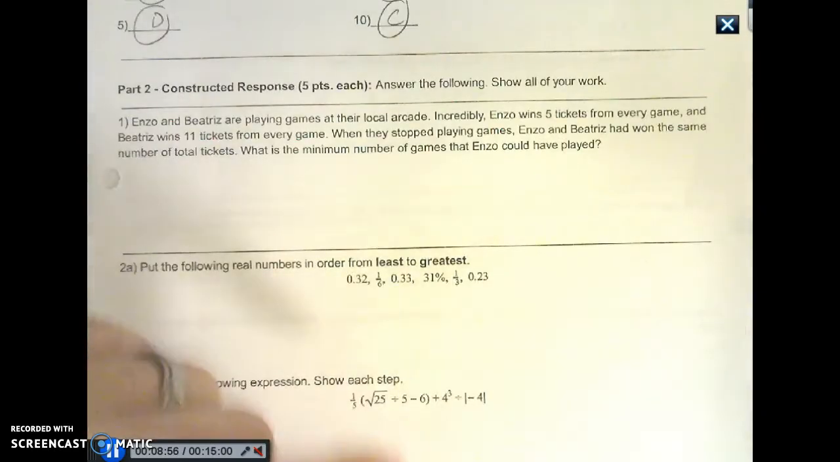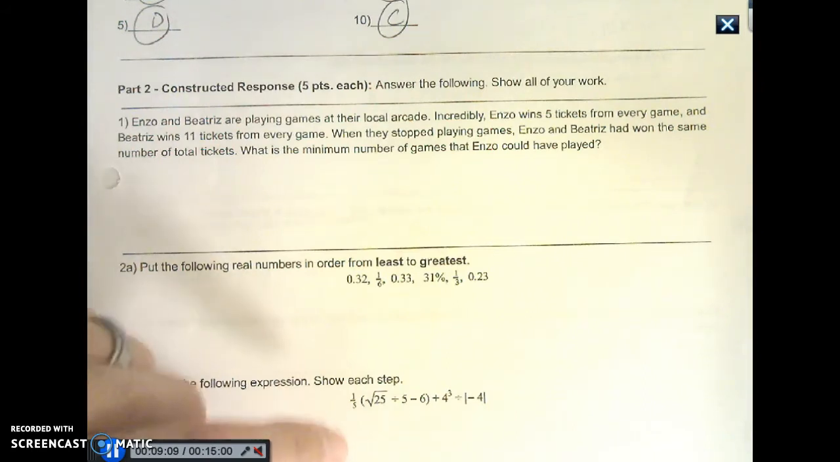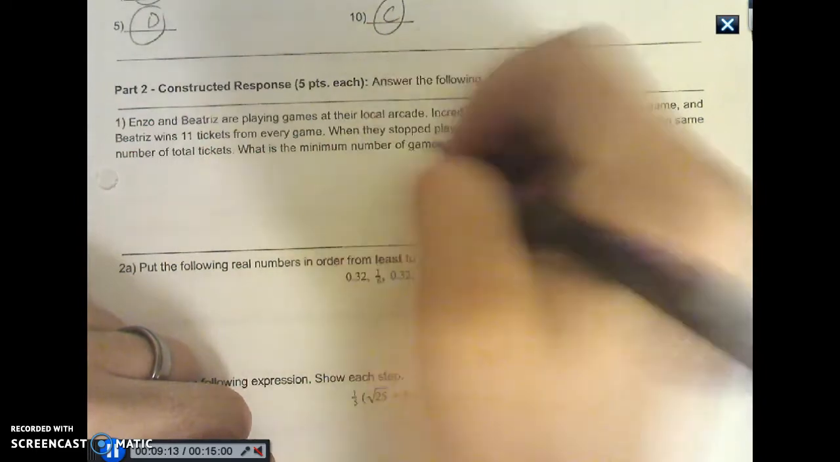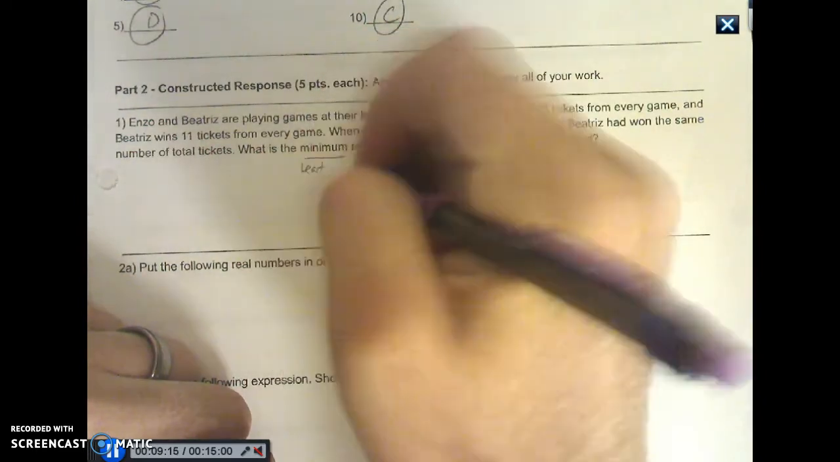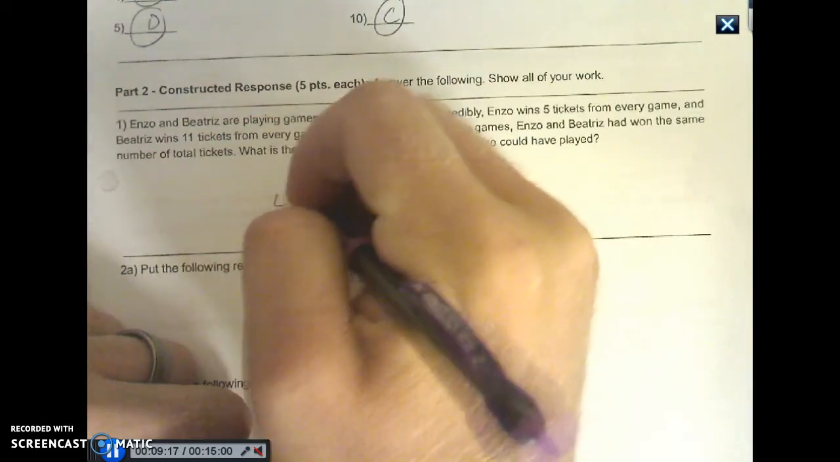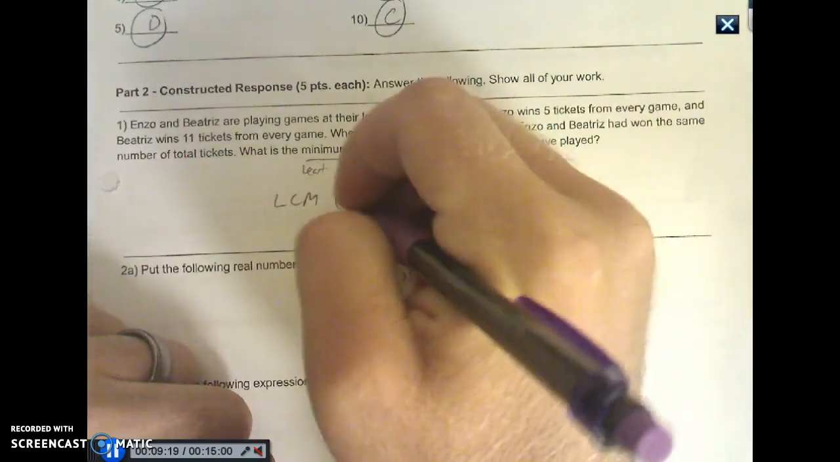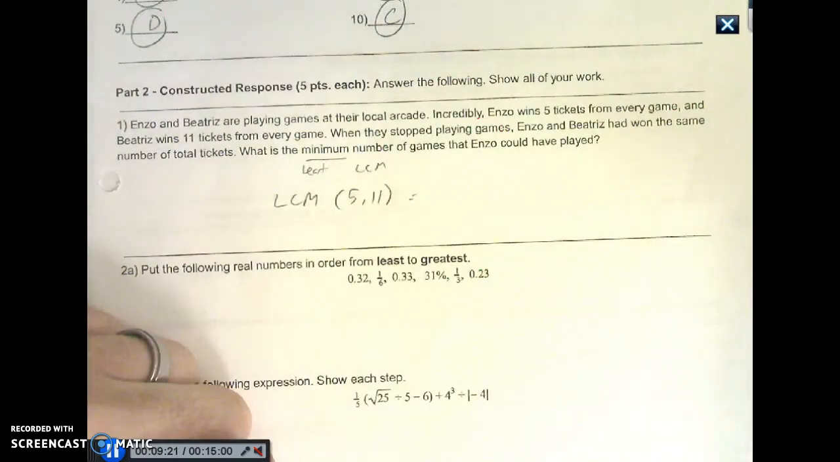Let's take a look at some constructed response. Enzo and Beatrice are playing games at their local arcade. Incredibly, Enzo wins 5 tickets from every game, and Beatrice wins 11 tickets. When they stop playing, Enzo and Beatrice have won the same number of tickets. What's the minimum number of games that Enzo could have played? Alright, so we're looking at minimum being least, which is LCM. So I need to do LCM of 5 and 11.